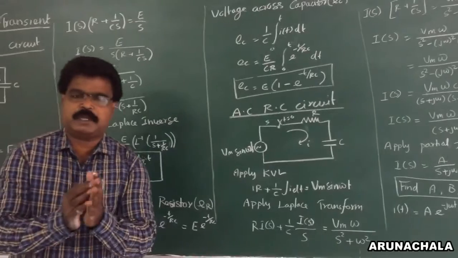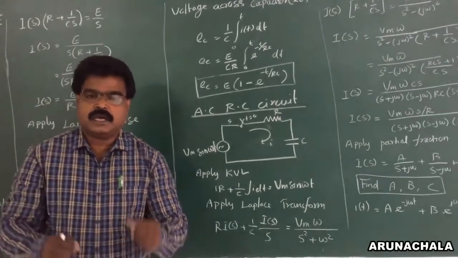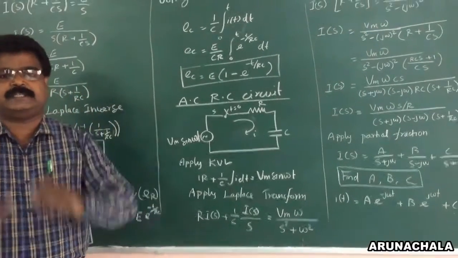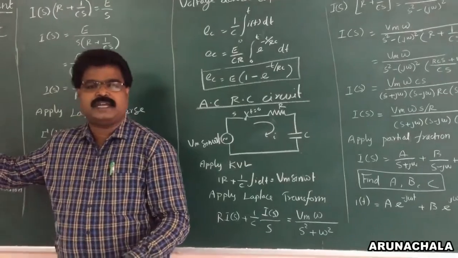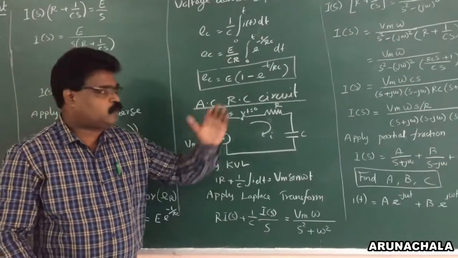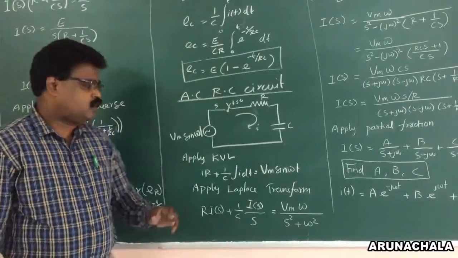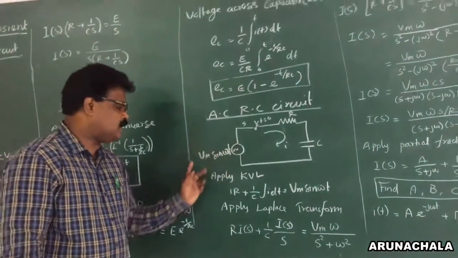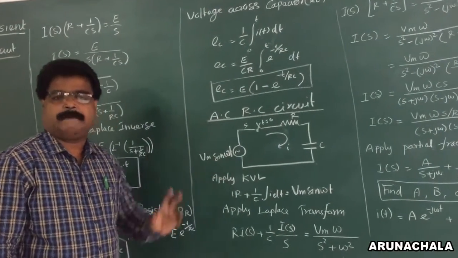So what is the difference between DC and AC? The difference is only the voltage. There we are using DC voltage, here we are using AC voltage. That's the only difference. The procedure, everything is the same. So here, what is the voltage? AC voltage is Vm sin omega t.